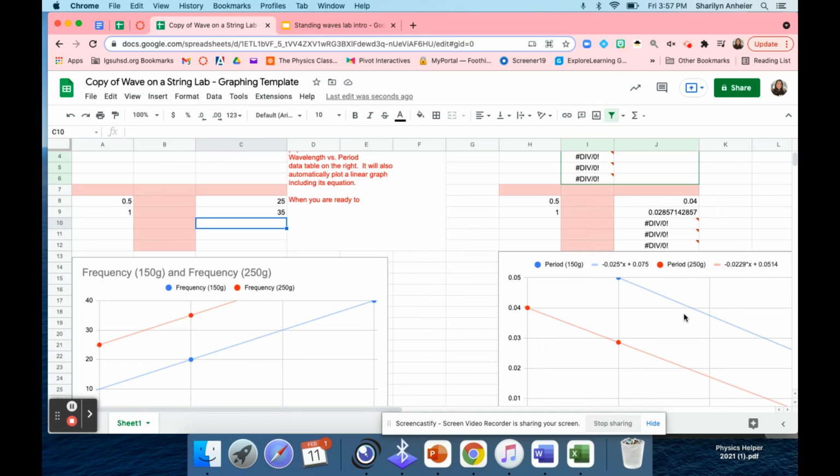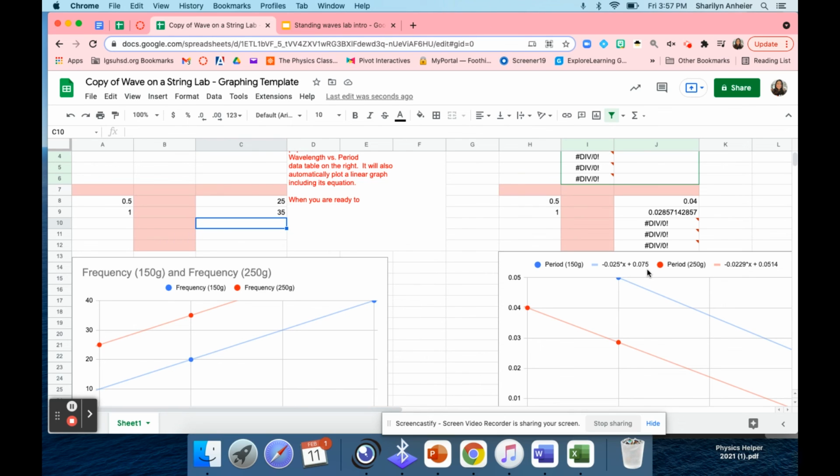Now, how do you interpret the equation? Well, in Google Sheets, it makes it easy for you because they give you the equation as the slope times your x value, which your x value in this case is going to be your period, and then plus your y-intercept. So they don't give you the y variable. The y variable is your wavelength. That's this column right here. So you've got your slope, you've got your wavelength equals negative 0.25 is your slope times your period.